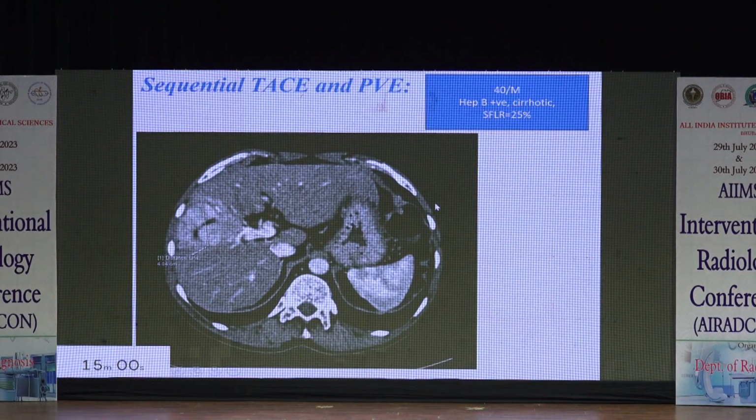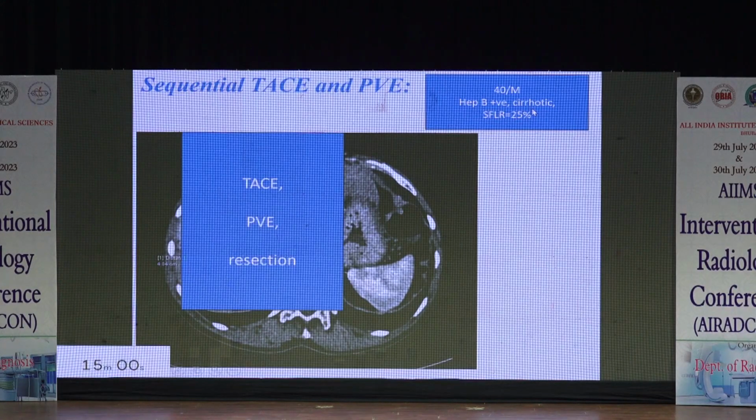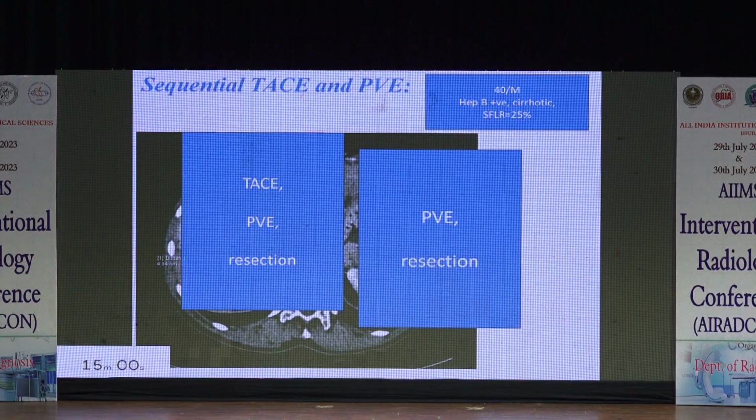In HCC patients who are to undergo resection and have an inadequate FLR, suppose in this case there is an arterial enhancing lesion with intralesional fat, diagnostic of HCC, in a 40-year-old male, Hep B positive, cirrhotic. So what should we do? We should do TACE, then portal vein embolization, then resection, or since we are already going to be resecting it, directly go for portal vein embolization, achieve hypertrophy and directly undergo resection. So there are two options.